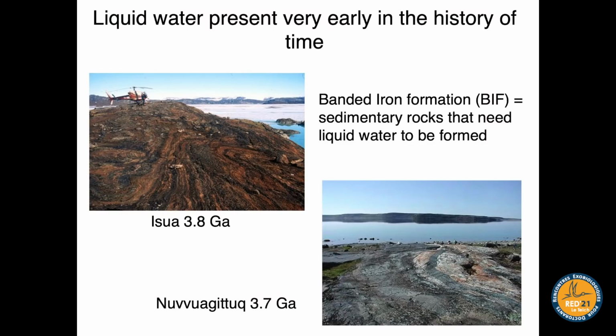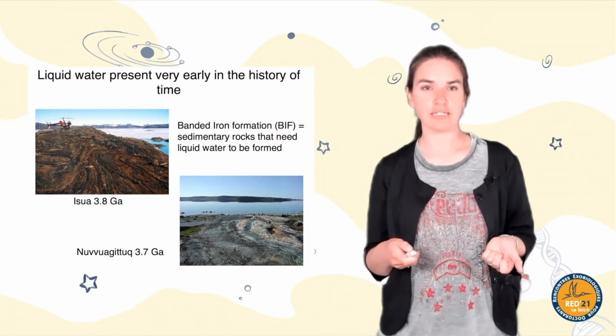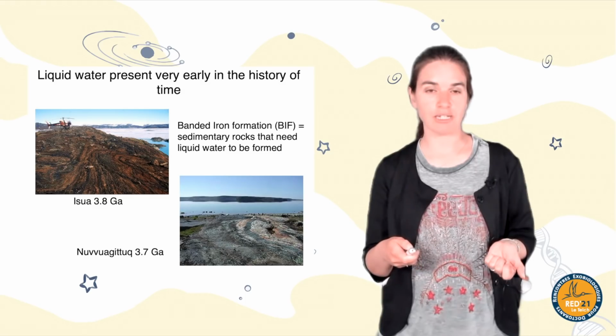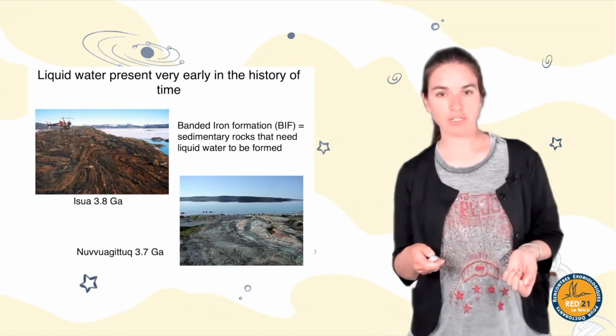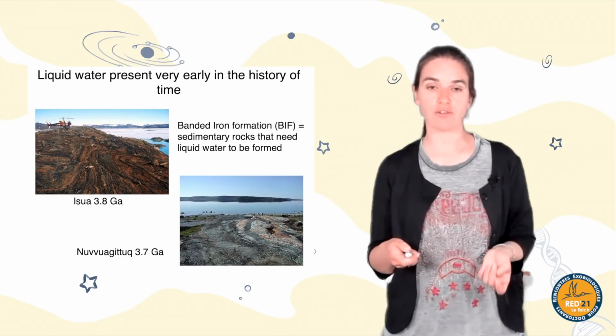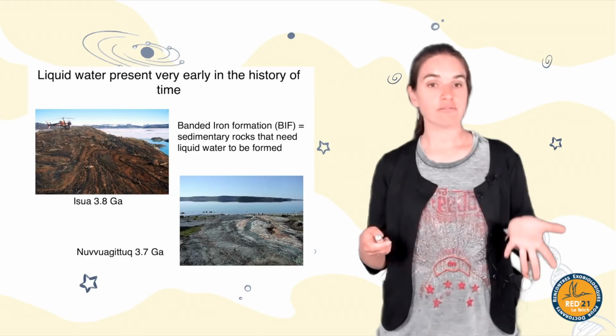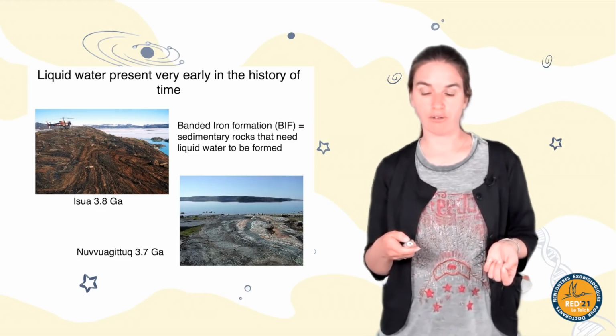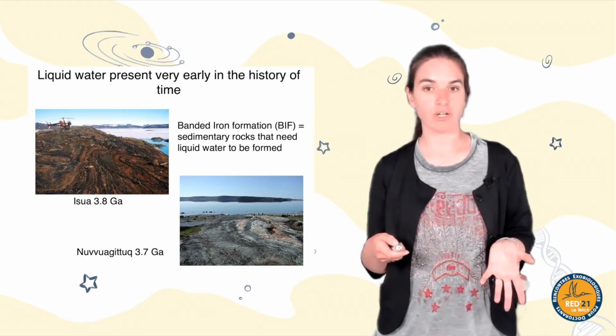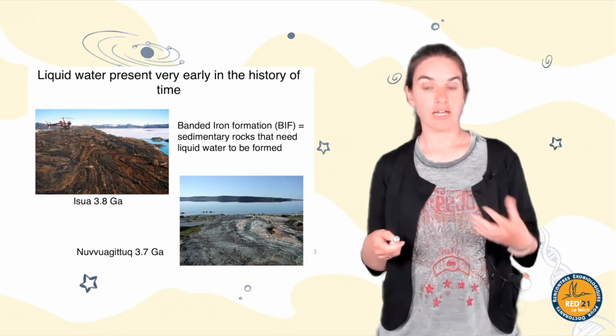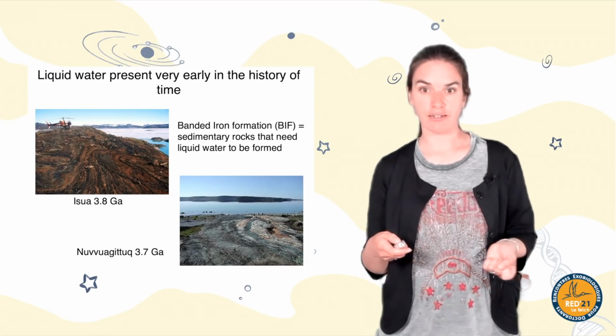I can show you here two examples of banded iron formations, which are sedimentary rocks that need liquid water to be formed. One example is from Isua, south of Greenland, that is 3.8 billion years old. You can see here these beautiful laminated black and red rocks. The other example is Nuvvuagittuq at 3.7 billion years in Canada. So we know that at least since 3.8 billion years, there was some liquid water, potentially in the form of ocean, at that time.